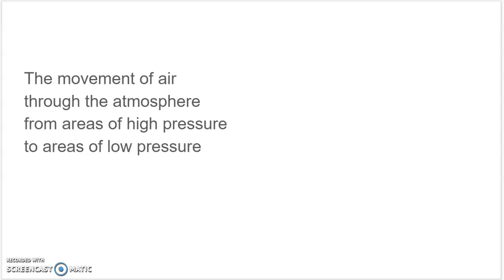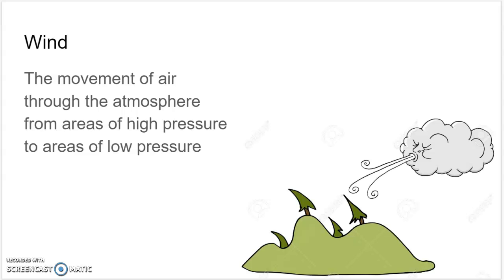So first, what do we call the movement of air through the atmosphere? It goes from areas of high pressure to areas of low pressure. That's what wind is. Wind is flowing air. And wind always blows from high pressure to low pressure. The high pressure pushes it into the low pressure areas.